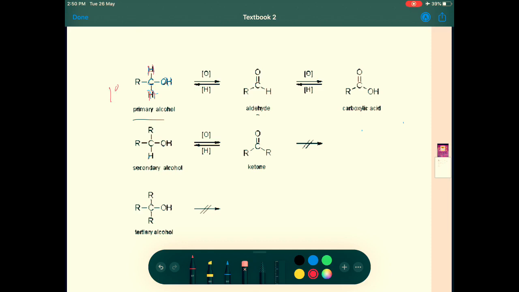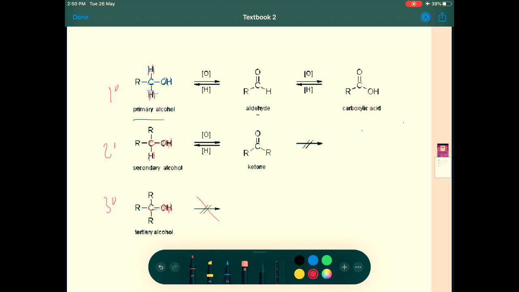For secondary, the carbon which is attached to the hydroxyl has only got one hydrogen, so it is secondary, 2 degrees. The carbon which is attached to the functional group here has no hydrogen, so that is tertiary. There's no reaction with a tertiary.